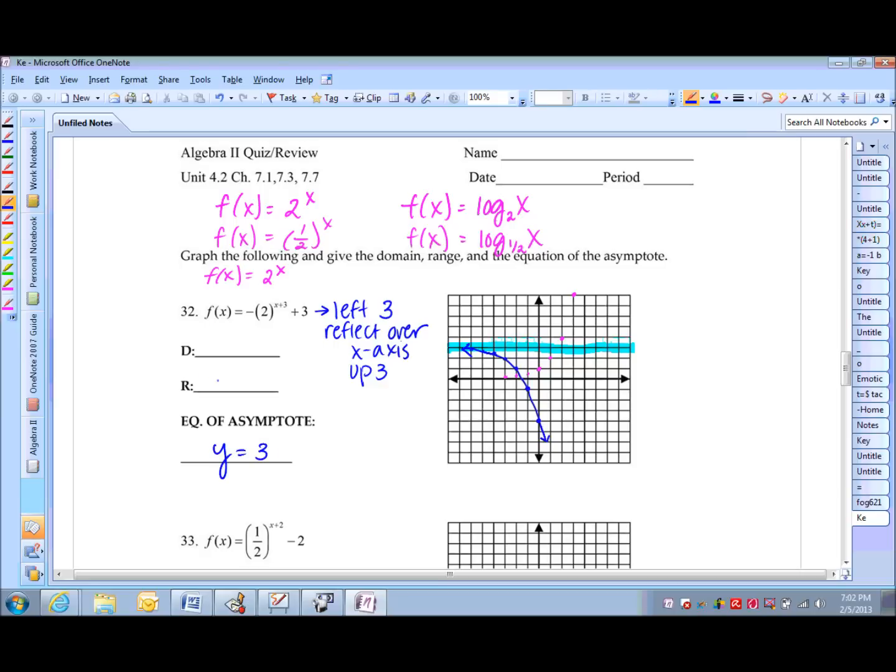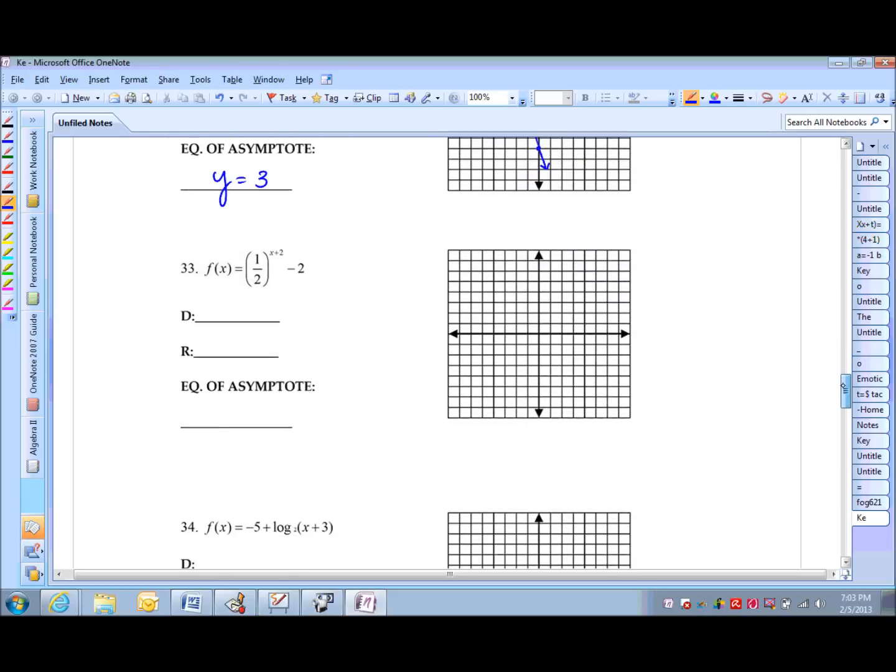Okay, in our domain are all of our x values, and it's going to encompass all x values because it's going to keep extending left and right forever. So in interval notation, that's from negative infinity to infinity. In our range are our y values, and all of our y values are less than 3 in this case. Okay, moving on to 33.